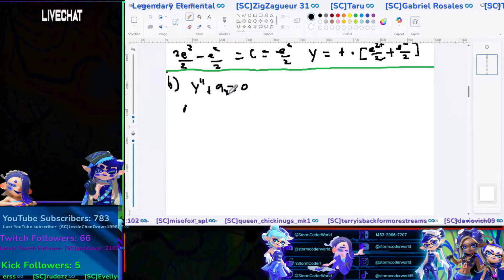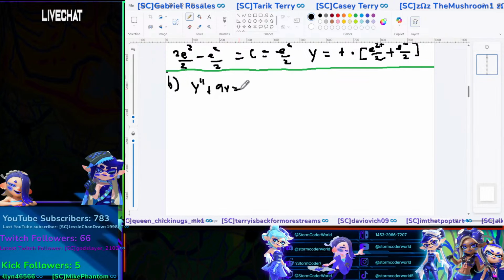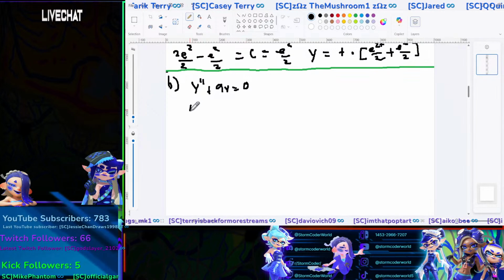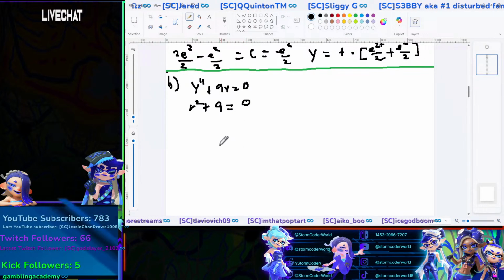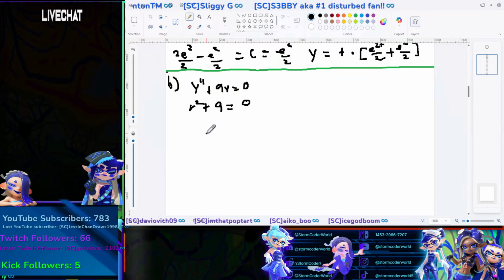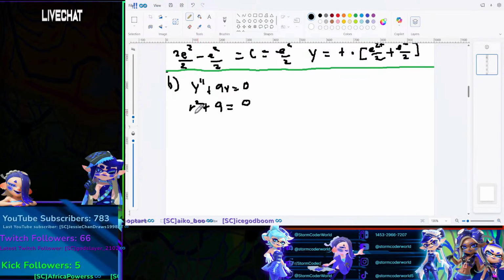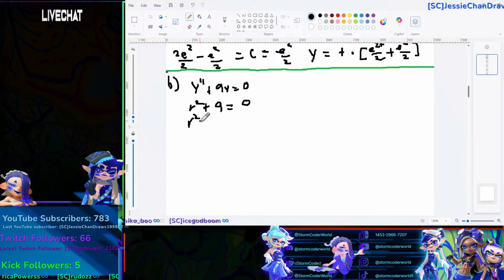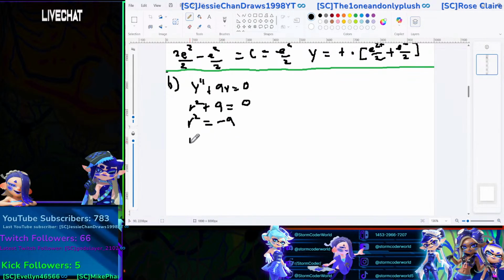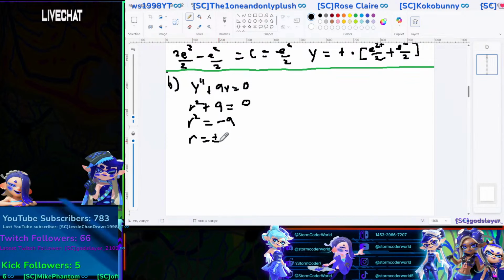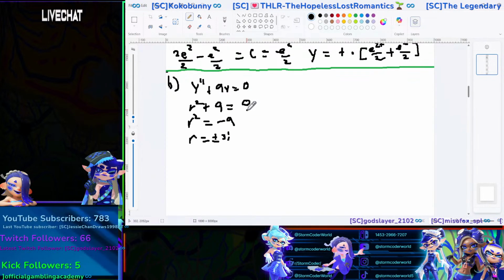Oh, I forgot this y here. Let me erase some of these factors. There's a y there. So this is 0. You can convert this into this, because this is what it turns into, right? And now for this case, this is not really a factorable form. So what I can do is subtract this over. R squared is equal to -9. And in this case, this would become r is equal to plus minus 3i, and i is equal to the square root of -1.